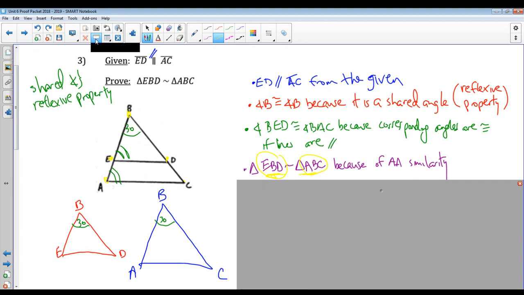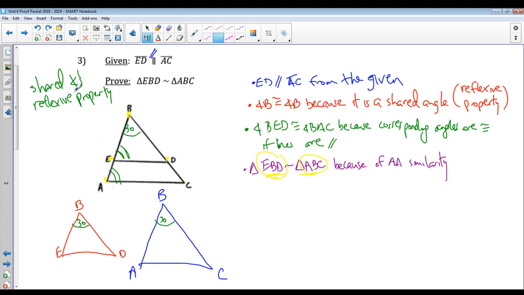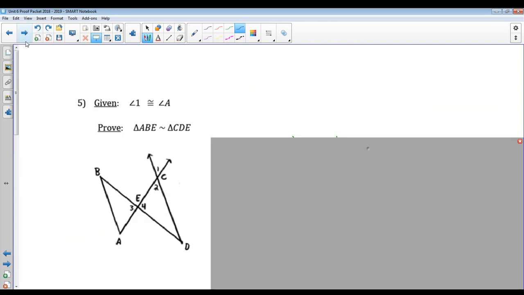A lot of people find these similarity proofs easier because all you really have to look at are the angles. If you start looking at segments, like if I say BD and BE are congruent, it means you're probably on the wrong track. All we need to do is find angles for these proofs.